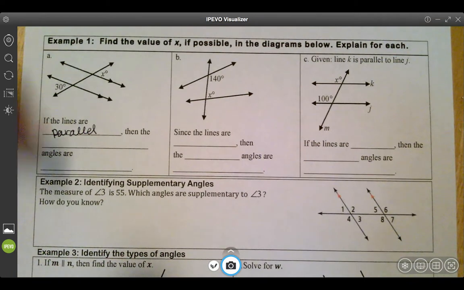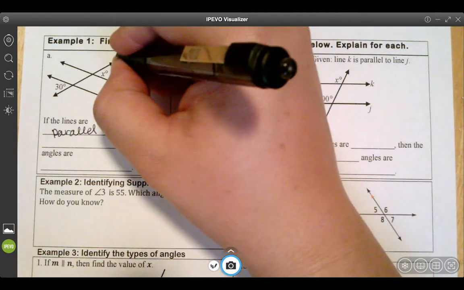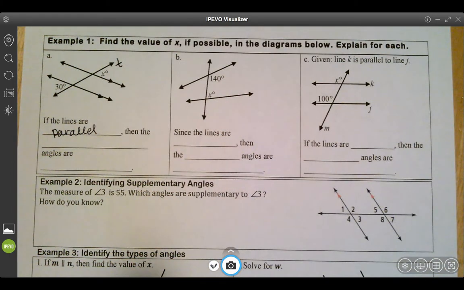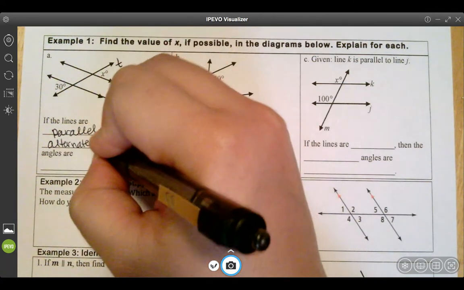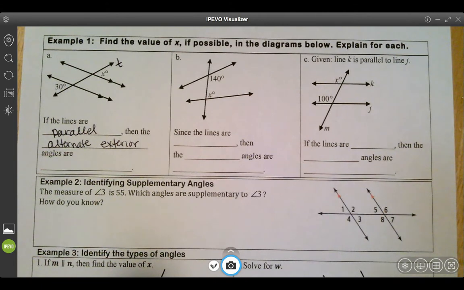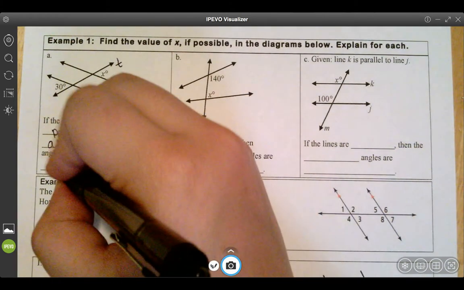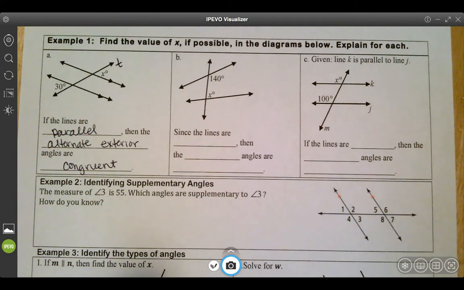If the lines are parallel, then okay, so what type of angles are these? Well, they are on opposite sides of the transversal. Here's our transversal. And they're on the outside of our two parallel lines. So these are alternate exterior angles. And we said alternate exterior angles are congruent. Which ones are supplementary? Supplementary are the consecutive interior or the linear pairs.